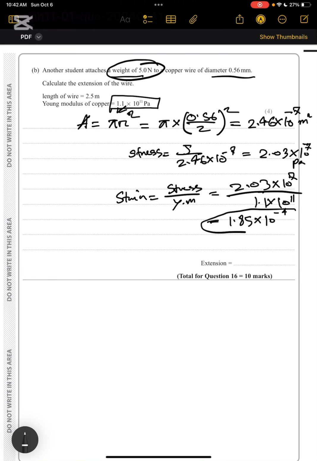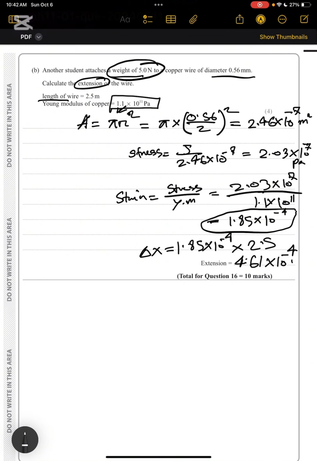As we have got this strain, now we can find out the extension as the length is given. So delta x will be equal to 1.85 into 10 to the power minus 4 into the length, which is 2.5, and the answer will be 4.61 into 10 to the power minus 4 meter. So we are done with question number 16.